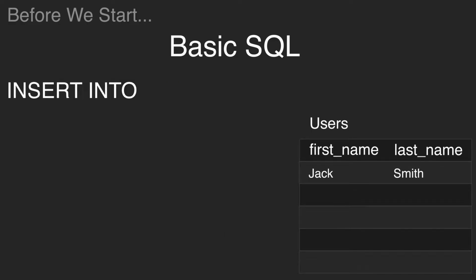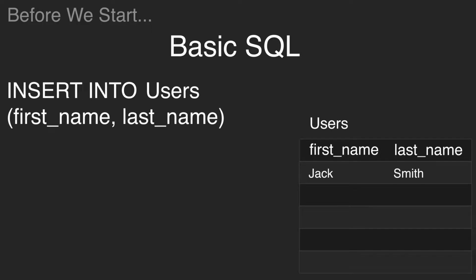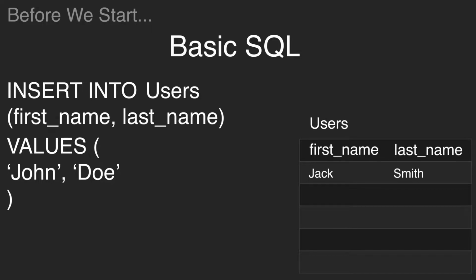You can use insert to put data into a specified table where you specify the columns you're inserting and then use the values clause to specify the values for those columns. For example, I can insert a new user into the users table and then set the first name to John and the last name to Doe.